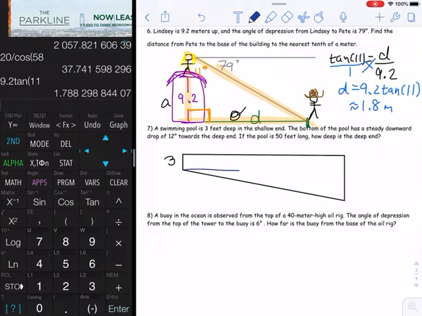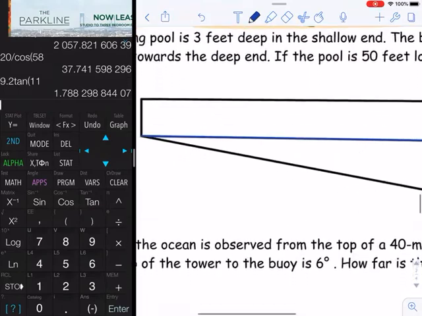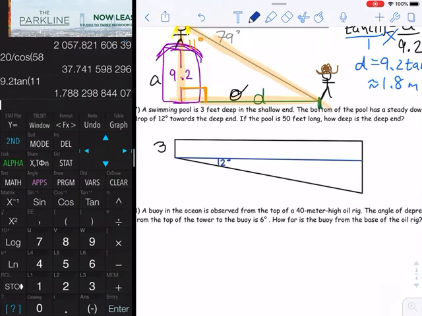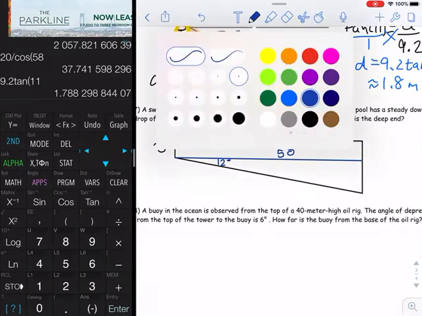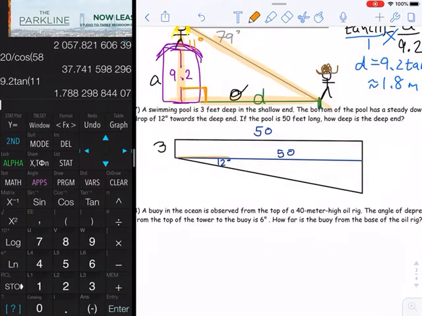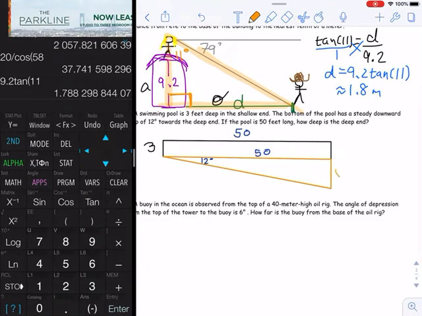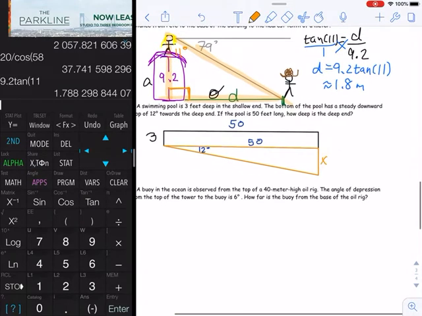So watch this. Now some cool things are going to happen. Alright. It's dropping down at 12 degrees, and the pool is 50 feet long. How deep is the deep end? So basically I'm just going to translate this 50 here. And we're going to calculate the pool, just ignoring the top of it. Alright, so we'll just call this X. I can call whatever I want.